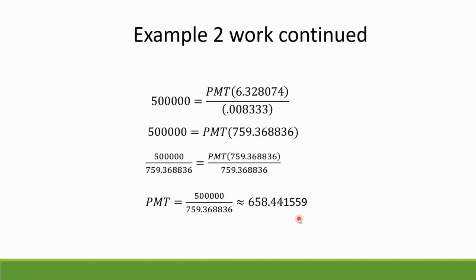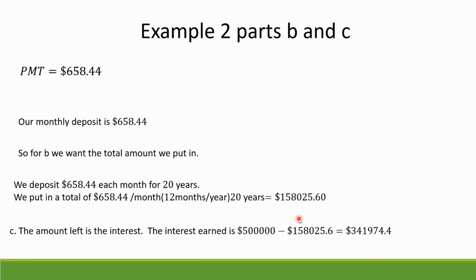So basically, our monthly payment, of course we have to round it, is about $658.44. Monthly deposit, that is, as we can see. So that's what we're putting in. Now remember, part B, they're asking for the total amount we end up putting in. So if we keep depositing this amount for 20 years, how much in the end will we have put in?